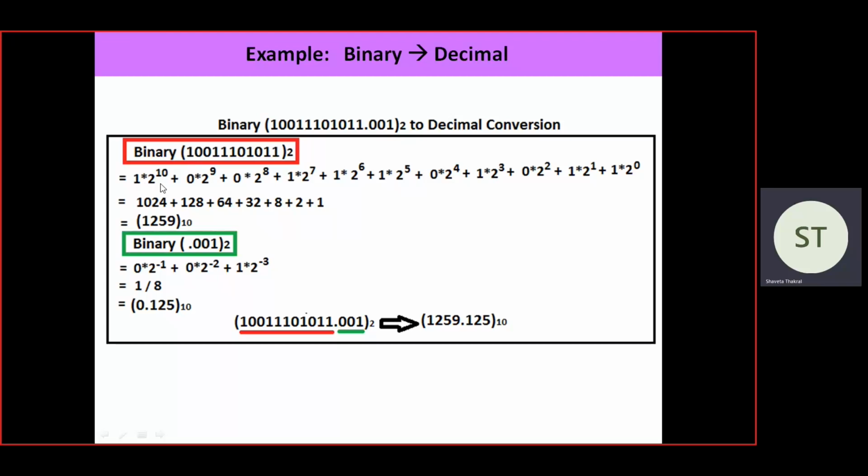The first bit is 1 and its weight is 2 raised to power 10, and the second bit is 0 with its weight 2 raised to power 9. We multiply each bit by its corresponding weight, and finally we add all the values. So we get the first part of the result as 1259. For the second part the weights are 2 raised to power minus 1, minus 2 and minus 3. So we multiply 0 with 2 raised to power minus 1, next 0 with 2 raised to power minus 2 and 1 with 2 raised to power minus 3, and finally we get the second part of the result. Then we combine the two results to get the overall result from binary to decimal.